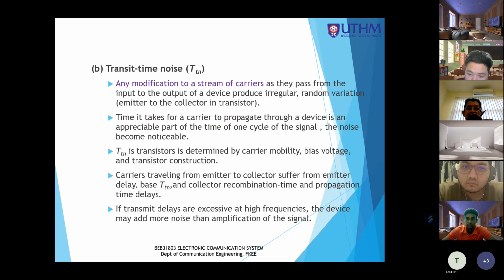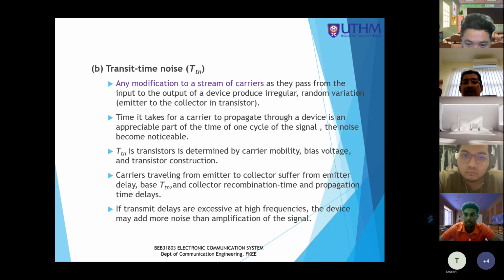Manakala untuk transit time noise, so this is noise due to the time taken of the hole and carriers to propagate from one end of the device to another end. Okay, so the time it takes for the carrier to propagate through the device is applicable part of the time of one cycle of signal, so the noise become noticeable. So nak maknanya noise ini adalah disebabkan oleh delay pergerakan hole electron daripada one point to another point within the device. So the higher the time, the delay of the movement, the higher would be the transit time noise.